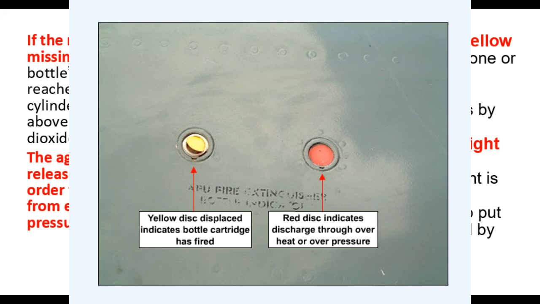The yellow disc indicates that the fire extinguishing bottles were discharged by a manual action, which means that the flight crew discharged the bottles.